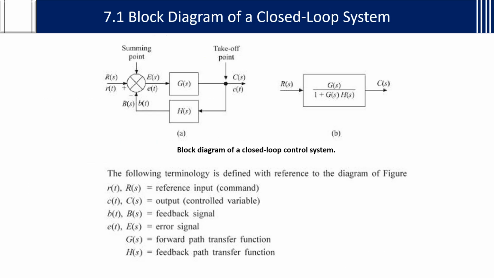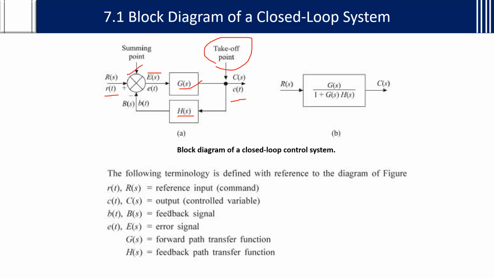Then this is a closed loop system. This we have already seen in the classification of system. What is closed loop system? Where the output is feedback to the input to reduce the error. Where here R of t is the reference input, C of t is the output controlled variable, and G of s is what? Forward path transfer function. H of s is the feedback path. Why? Because it is feedback. B of t is the feedback signal. E of s is the error signal. And this is takeoff point, this is summing point.